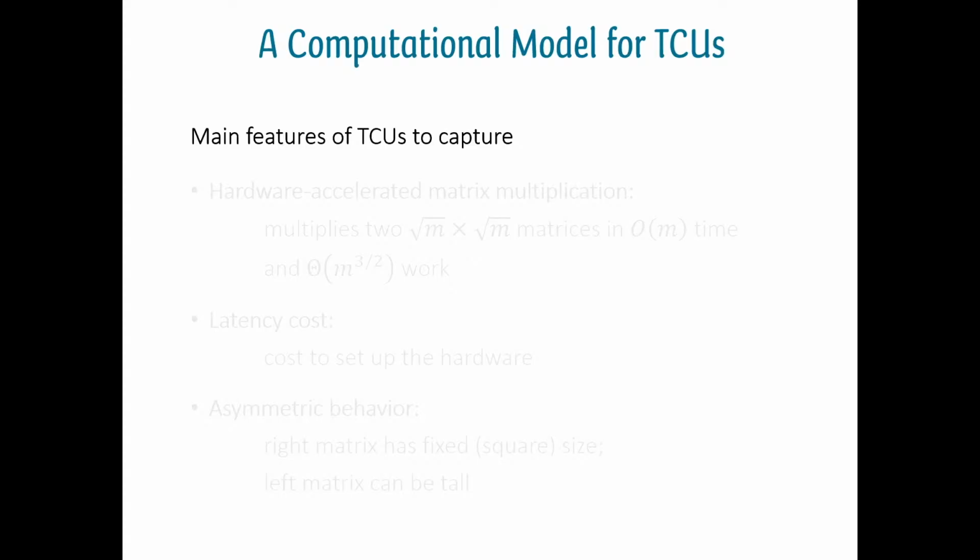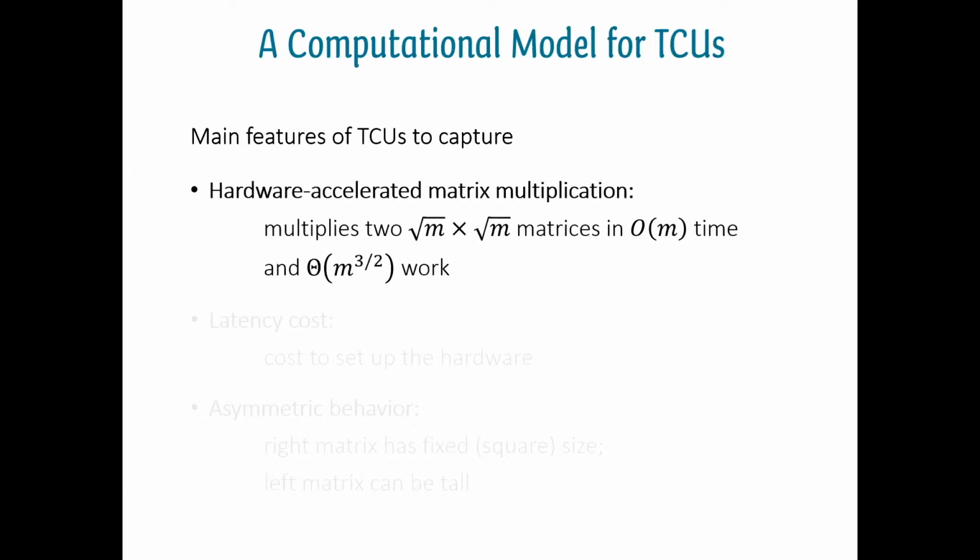Now, if we want to design a computational model for TCUs, first let's figure out what we really need to capture from all the TCUs that we have. The first thing is that it has hardware accelerated matrix multiplication. Usually they use systolic array algorithms that can multiply two square root of m by square root of m matrices in O(m) time. But that doesn't mean that they improve the work. Work is still Theta(m^(3/2)); it's just the parallel time on that hardware.